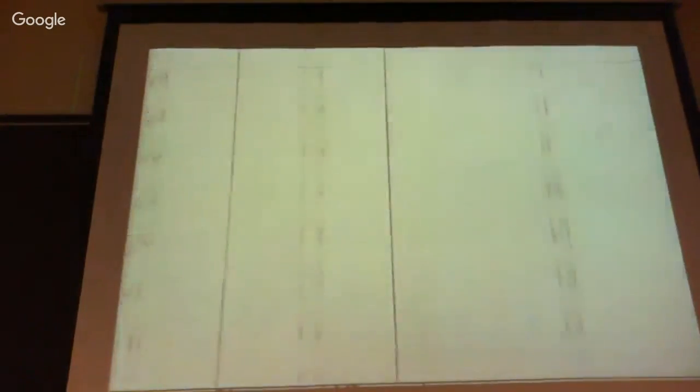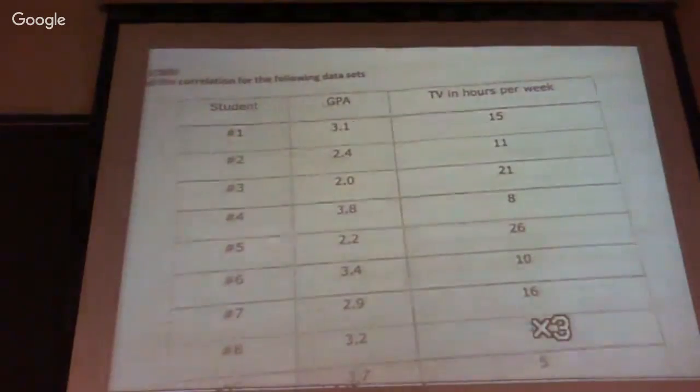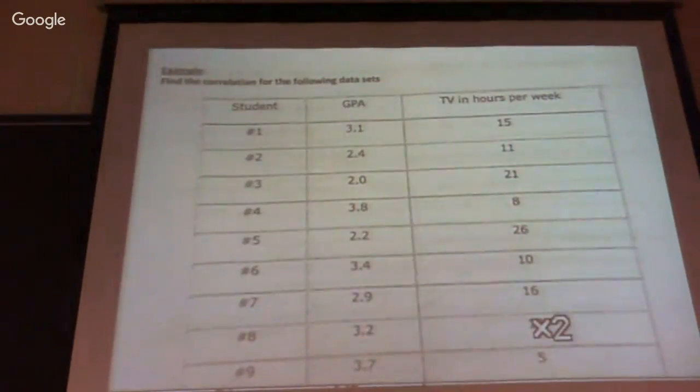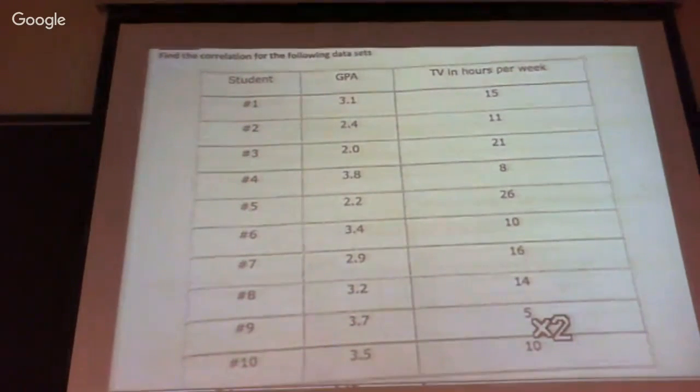For next class, I want you to keep on flipping pages until you get to GPA and TV hours. I'll get you started. All I want you to do right now is pick which one is your explanatory X and which one is your Y. That's always, always, always step one.